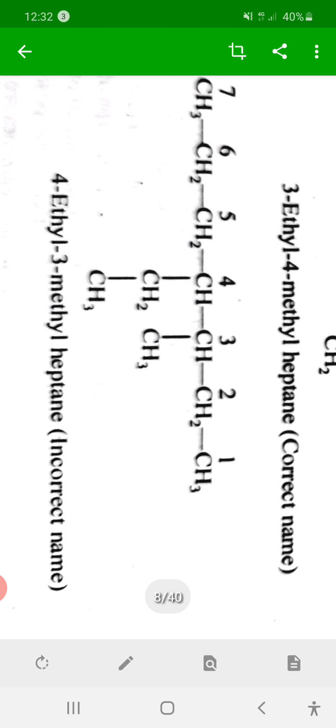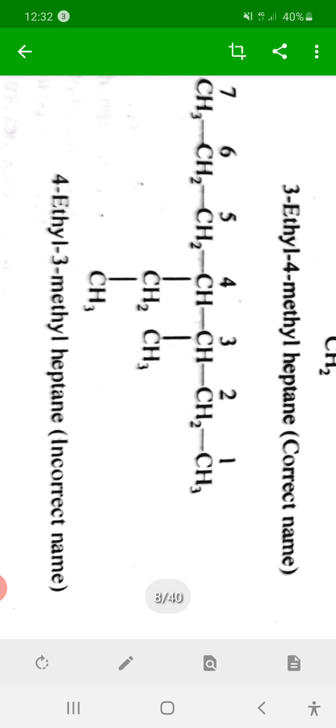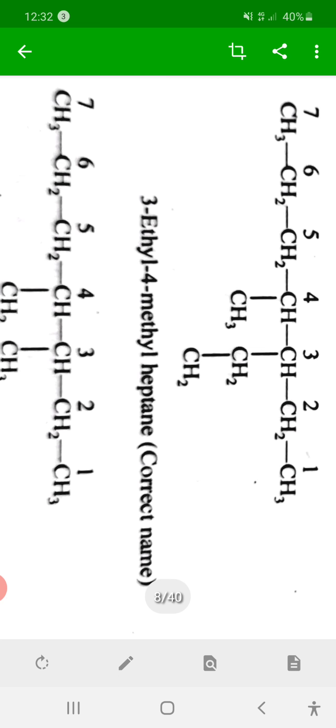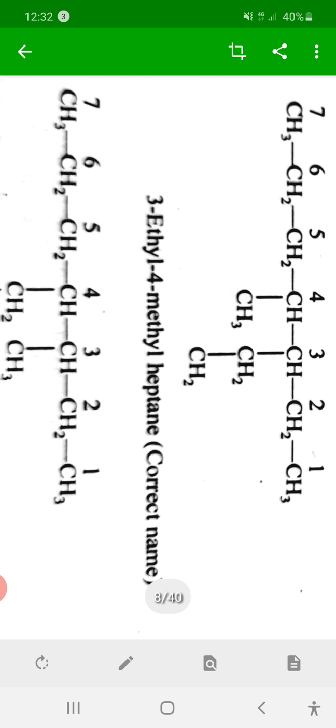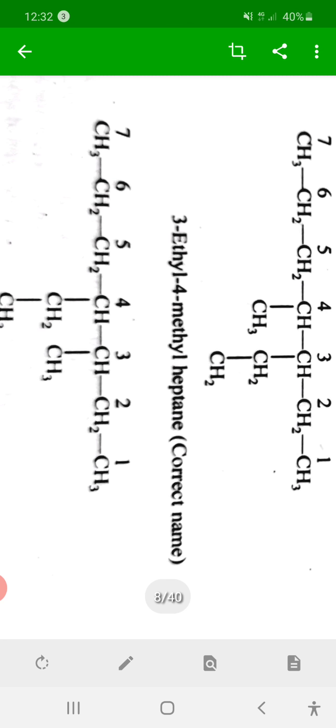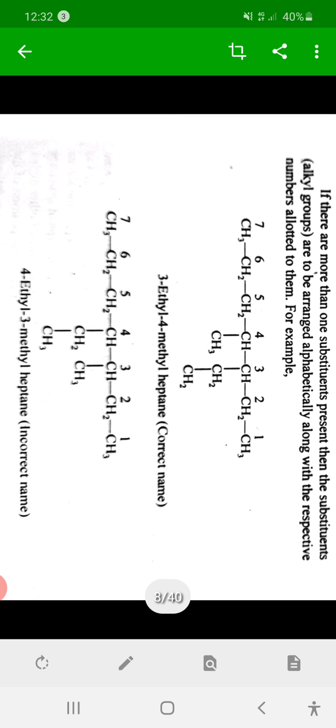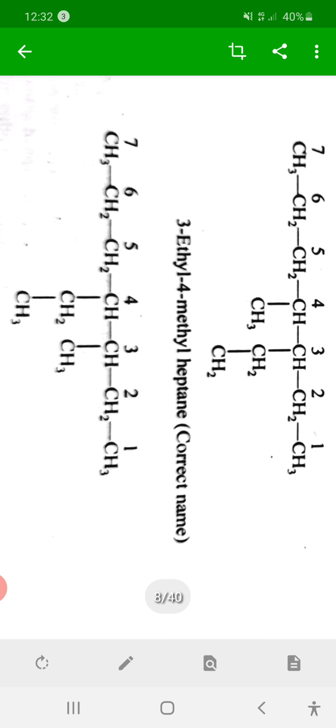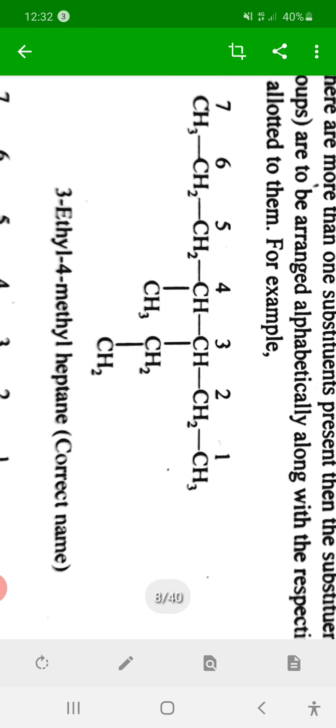Here, in the above example, 4 methyl, 3 ethyl. This one is the correct method, because alphabetically E is first. Therefore, ethyl must have the lowest digit. Methyl must possess the highest, because alphabetically M comes afterward.